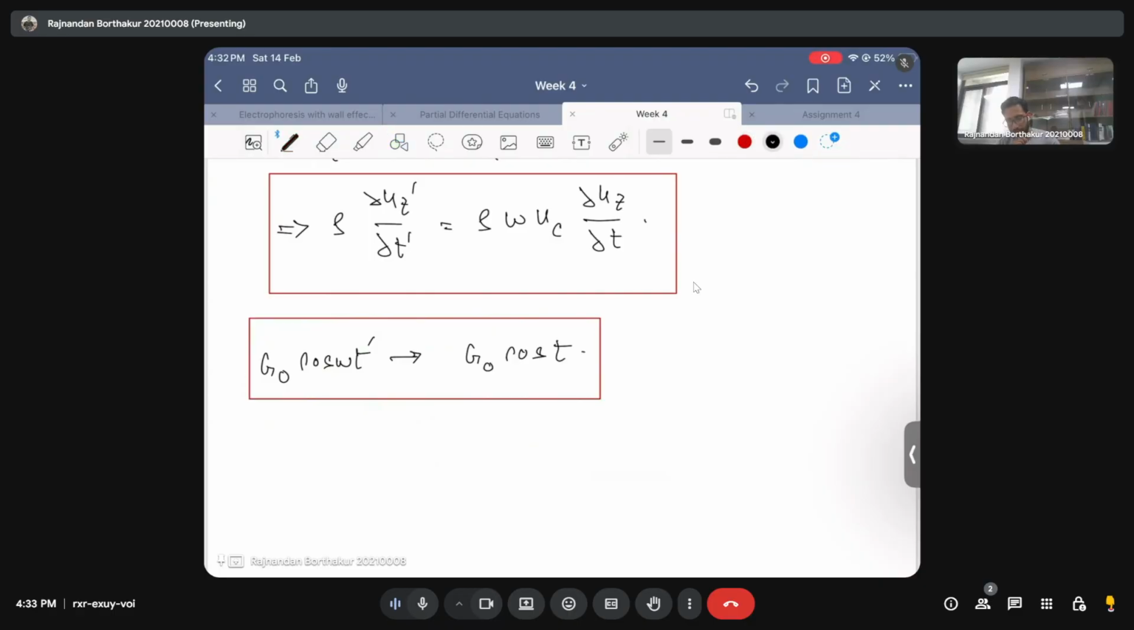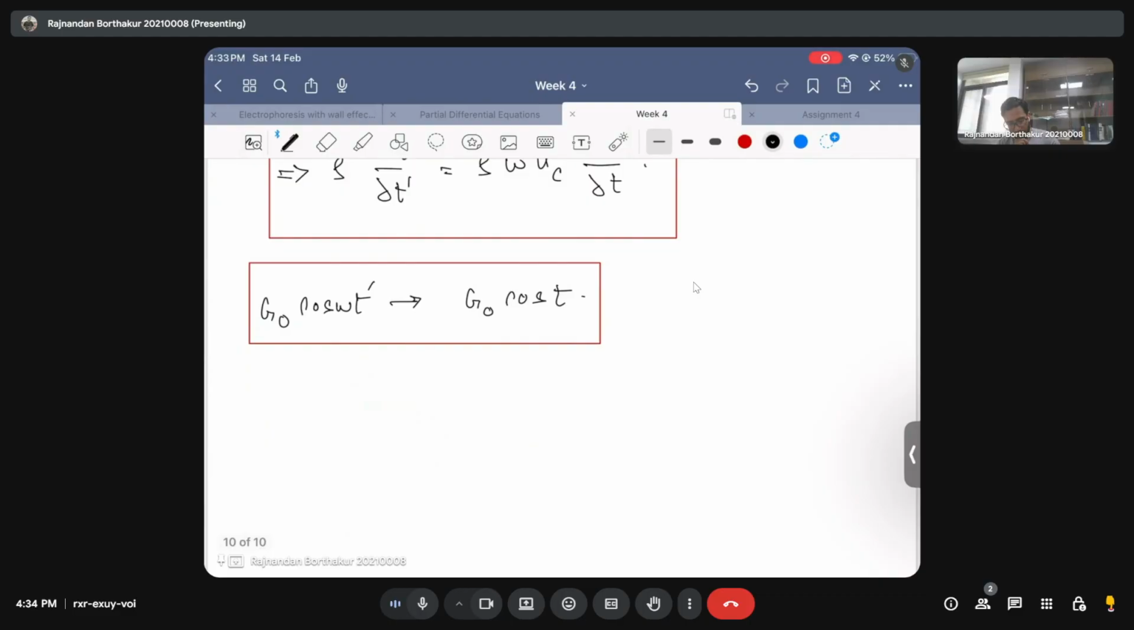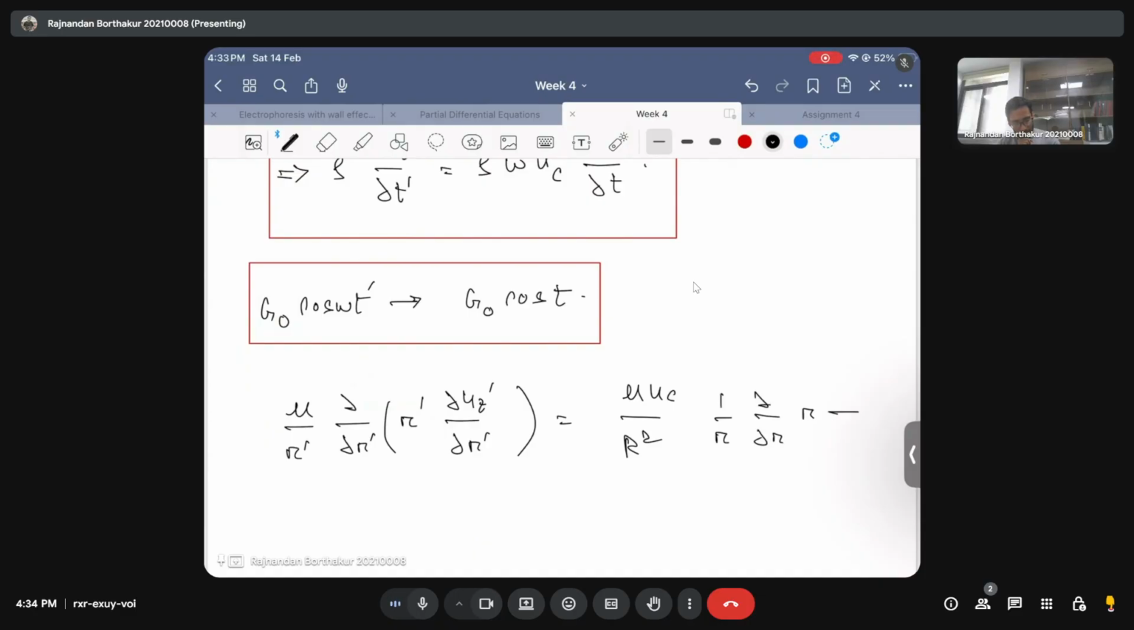And similarly, if you do the same exercise for the final term, which is mu times 1 upon r prime del by del r prime of r prime times del uz prime by del r prime, you will basically get mu uc by rc squared, because rc squared would come up, and you will get 1 upon r del r of r times del uz by del r. Okay, so this is going to be your third term.